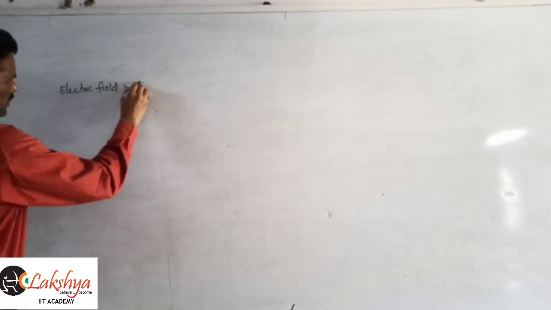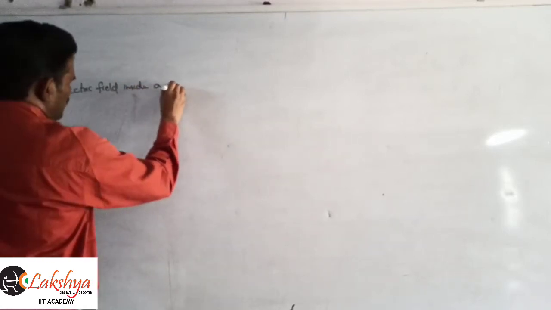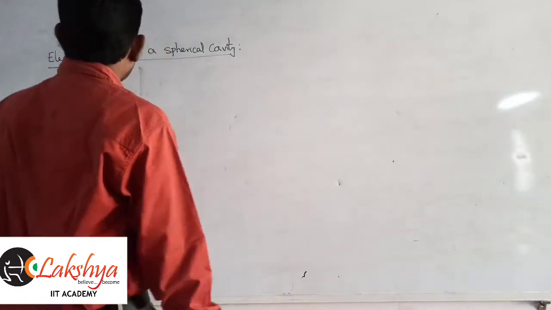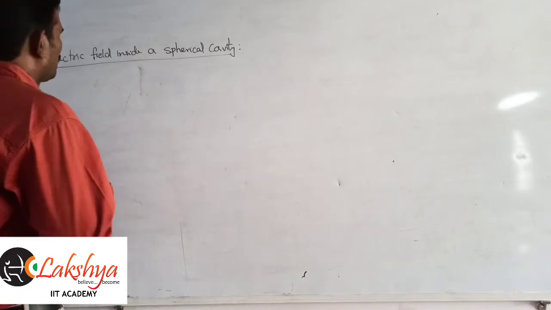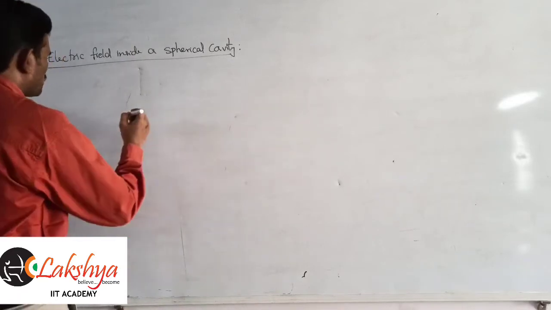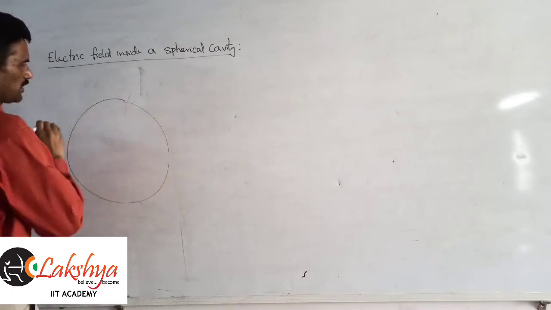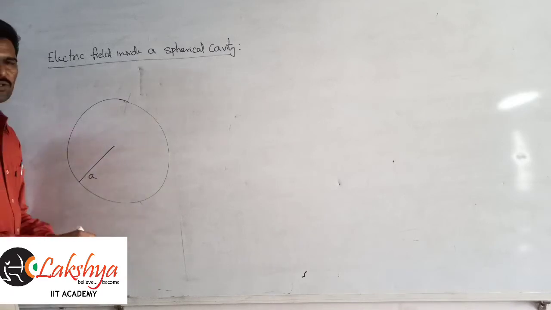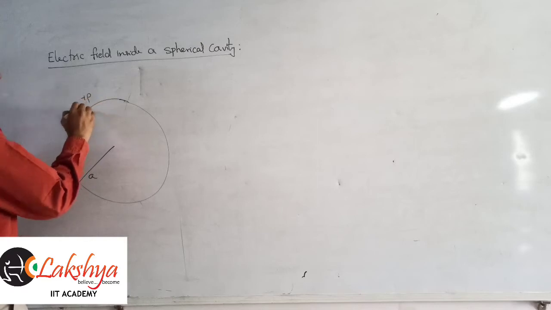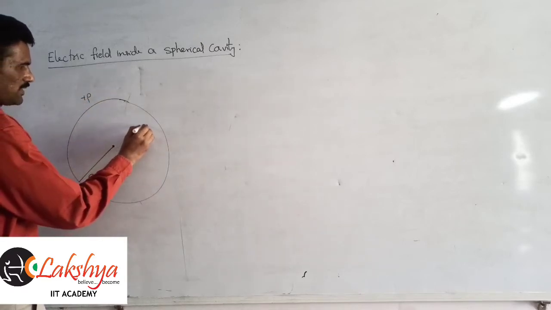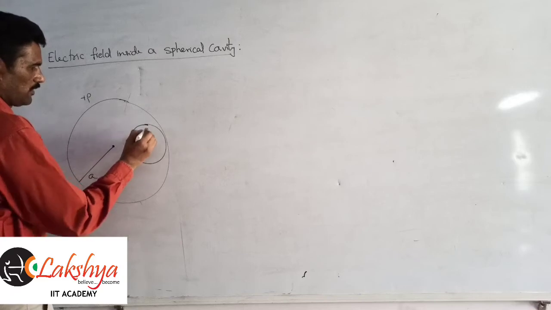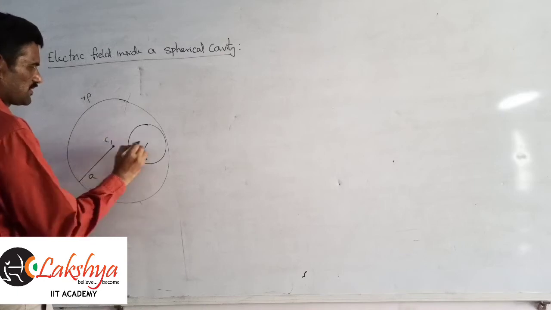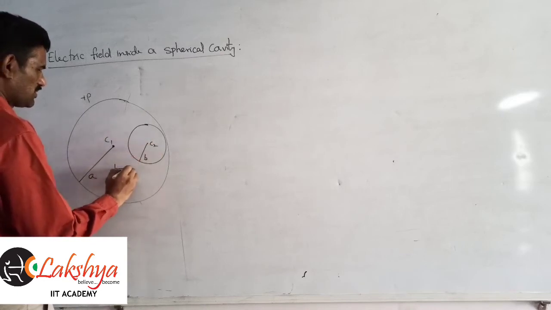The total calculation will be similar to that. Electric field inside a spherical cavity. Suppose a spherical cavity is present inside a sphere of radius A having uniform charge density rho. The radius of this cavity is say B. This is the center C1 and this is the center C2, and the distance between them I am taking as C, right?